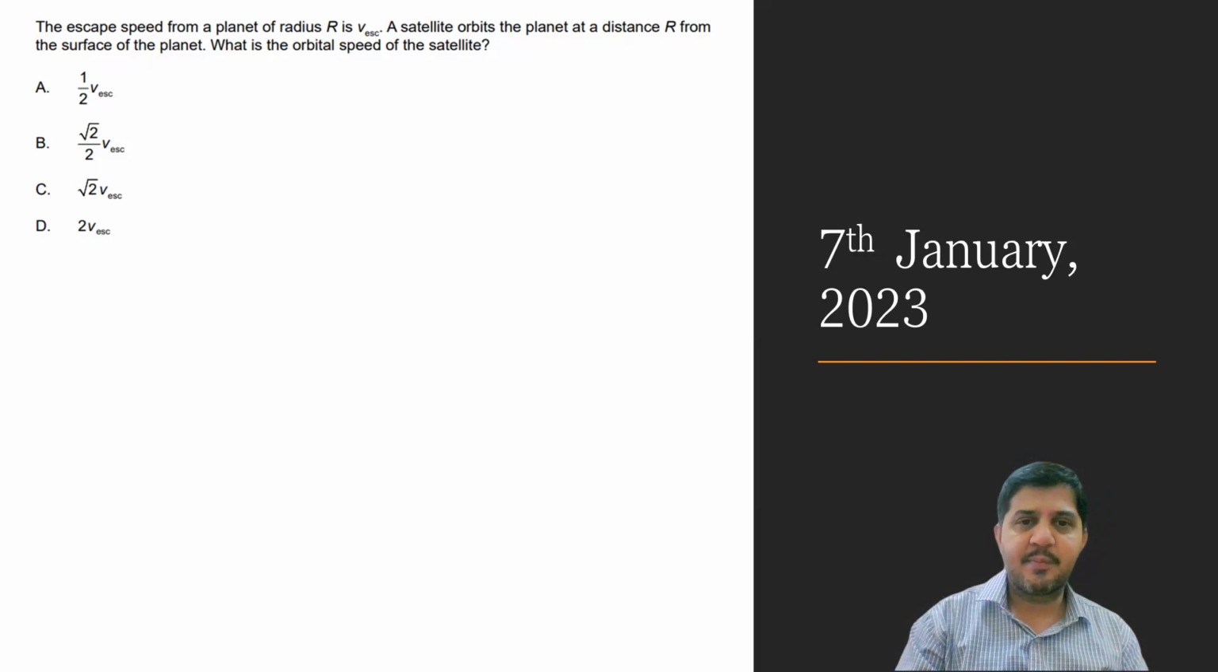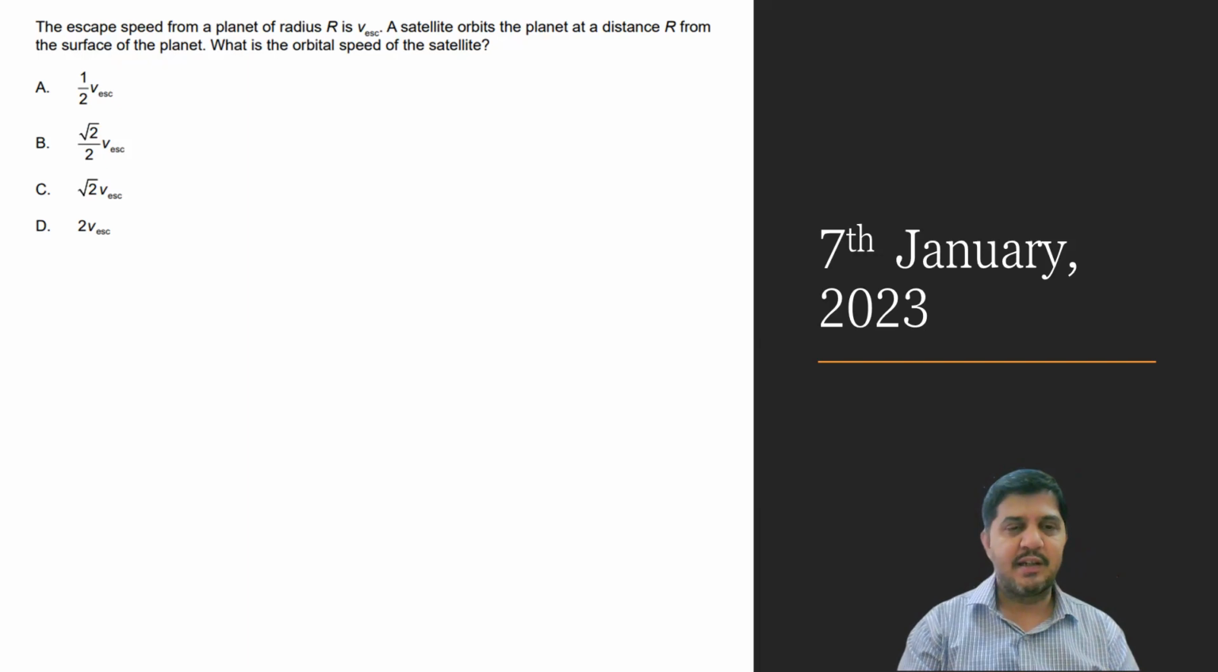Okay, a satellite orbits a planet at a distance r from the surface of the Earth. So therefore, from the center, it is 2r, right? So what is the orbital speed of the satellite? You know how to write the orbital speed. What is the formula? Just now I told you, it is nothing but root of GM by r. So think about it and then attempt it. You also know the expression for v escape. So plug in that value and you will get the correct answer. Next.